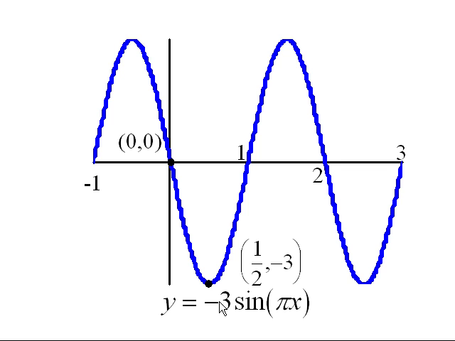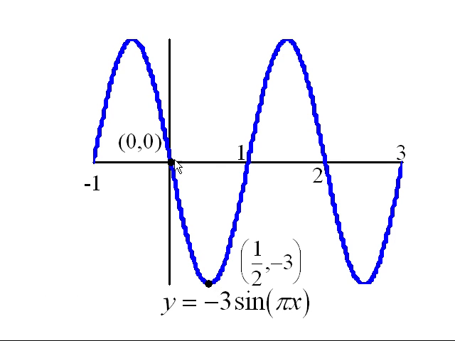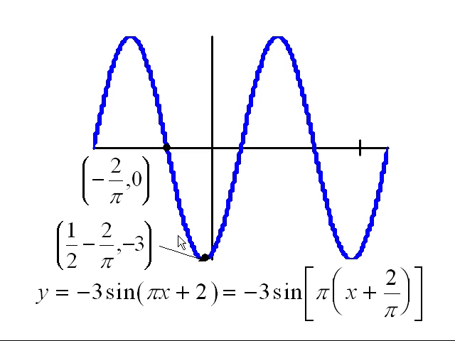And the last change is that phase shift. The phase shift was minus 2 over pi. So what we want to do is take this graph and move it back 2 over pi units to get x plus 2 over pi as the shifted graph. So 3 changes to the sinusoidal curve that was the base graph that gives the shape of this new function.